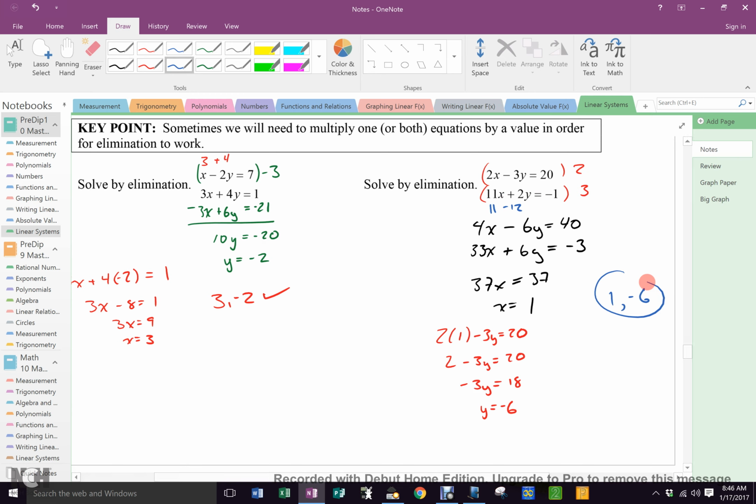Now listen to me. I don't care which one you use if I give you a math problem. But you need to be able to show me that you can do both. You understand what I'm saying? Because sometimes substitution is the better one to use, and sometimes elimination is the better one to use. But they both will always work. Understand? If there is a solution to the system, one of those two methods will always work.